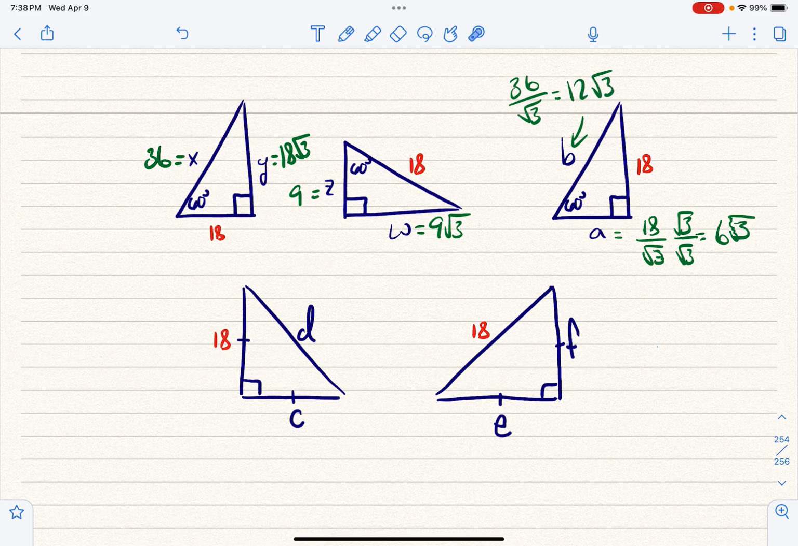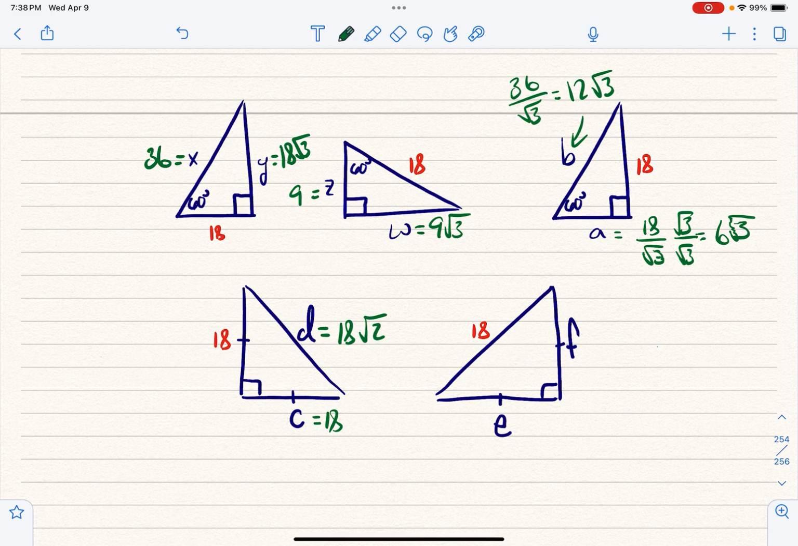On the bottom ones, these are both 45-45-90s. We know that these two sides are the same length. So therefore, c is equal to 18. And we know that the hypotenuse is always one of the sides times the square root of 2. So this will be 18 times the square root of 2.